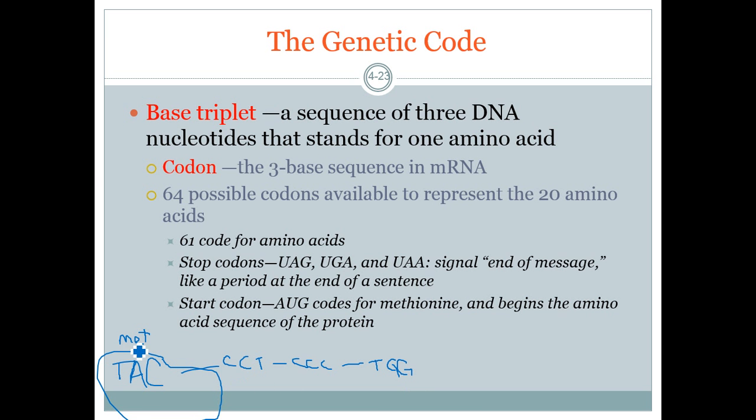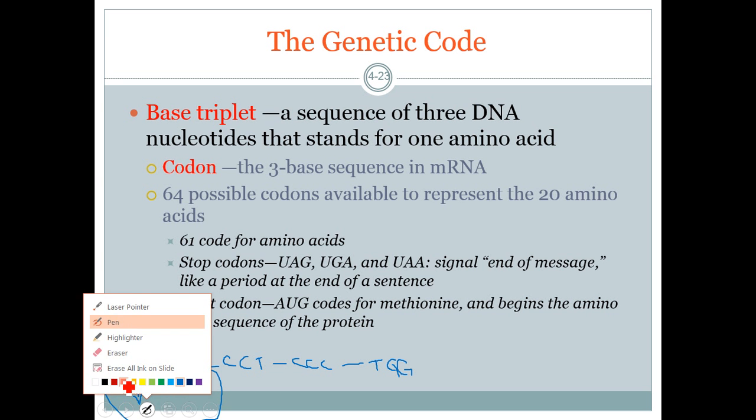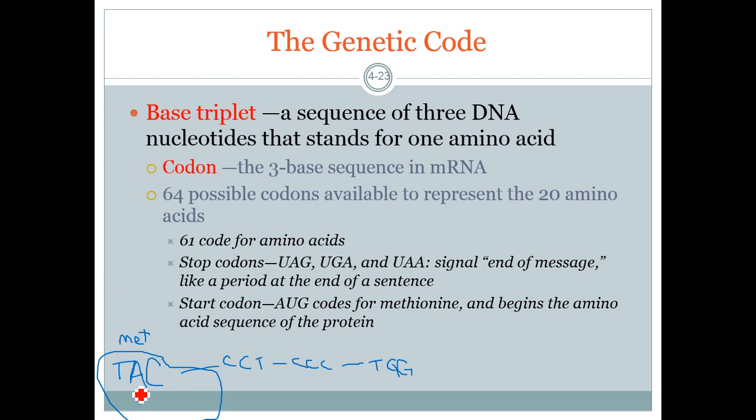Now, when we mirror it, what will we have? We will have a different color. When it goes to the system, we have A.